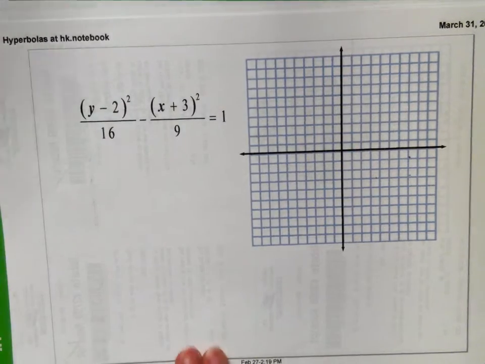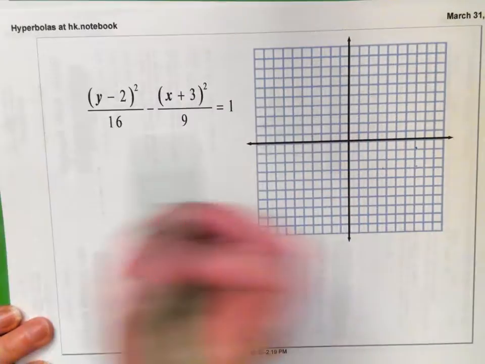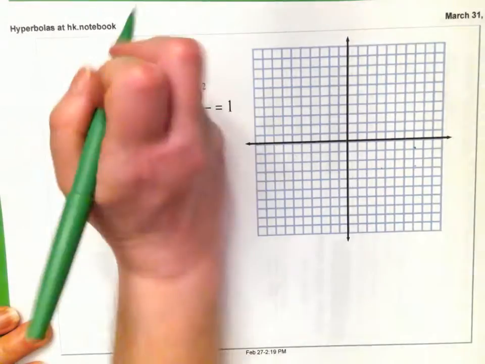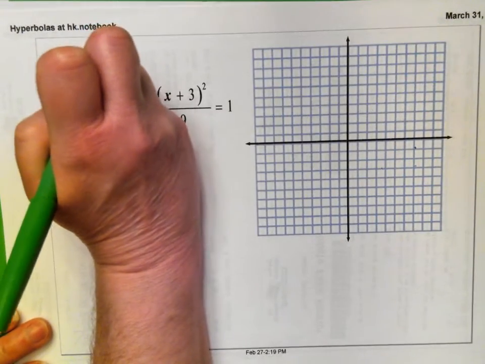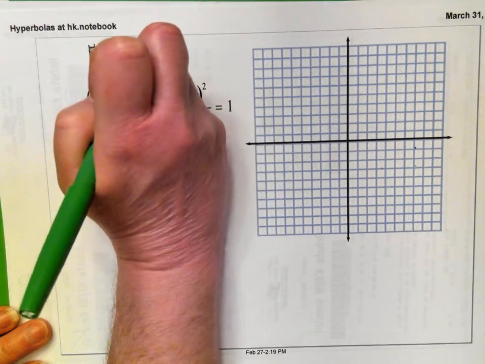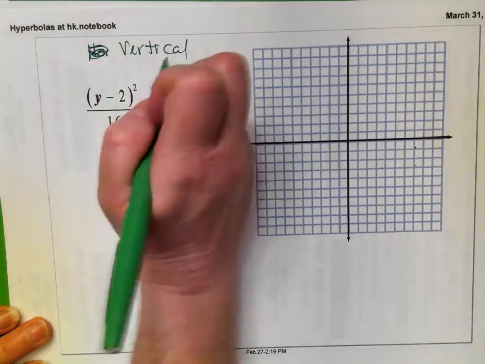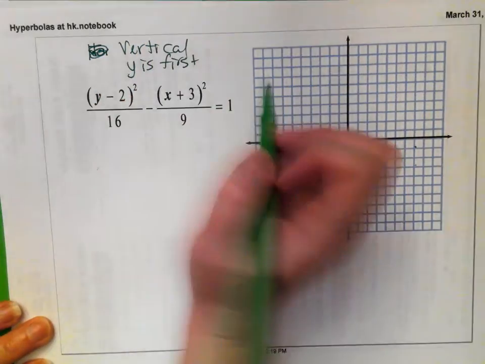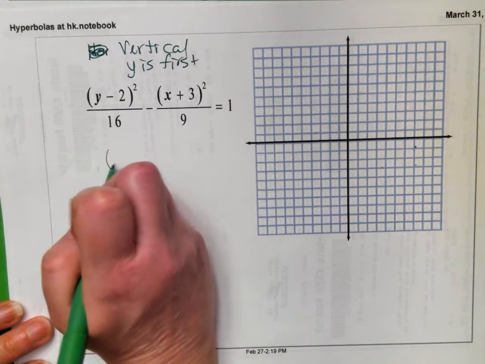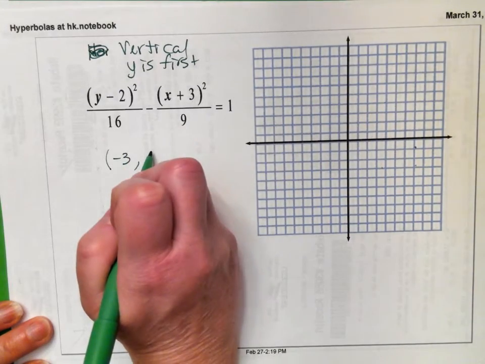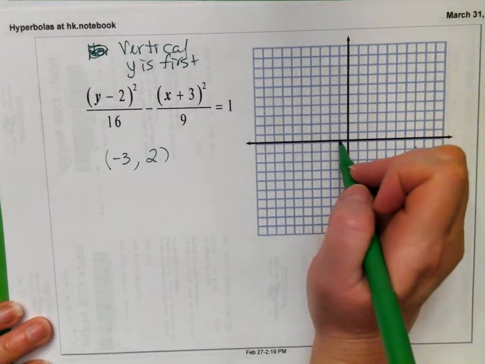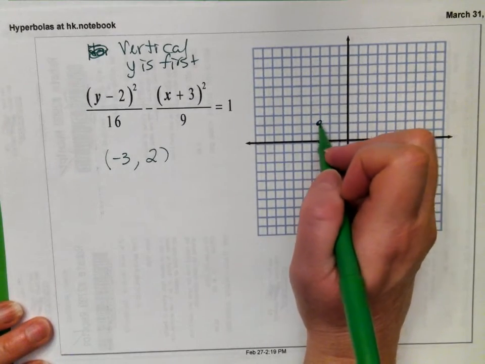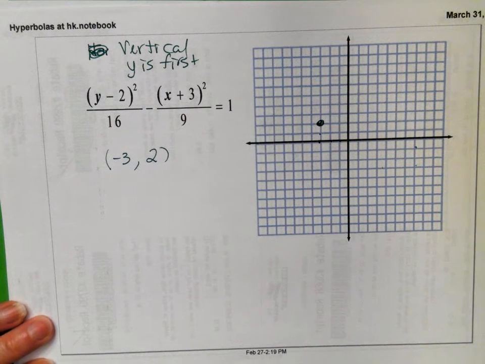Nope, it is not. Okay, so again, we have y first, so we know it's vertical. Again, because y is first. My x comes from there, so that's -3. My y comes from there, so that's 2. So -3, +2, there's my center.